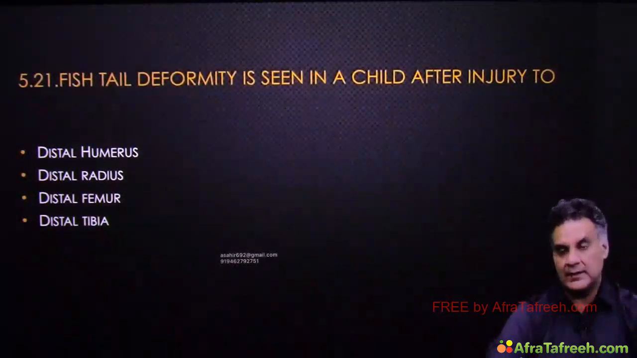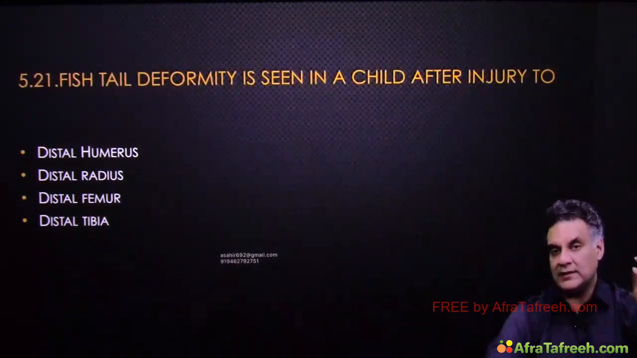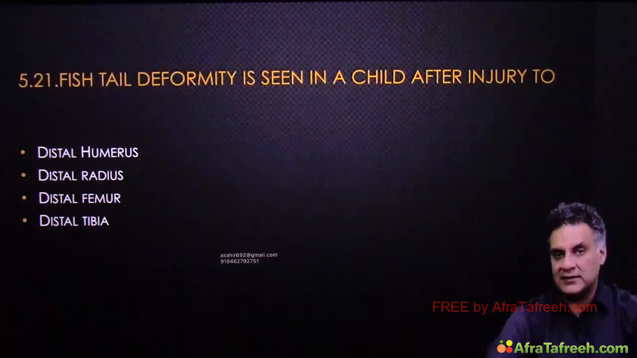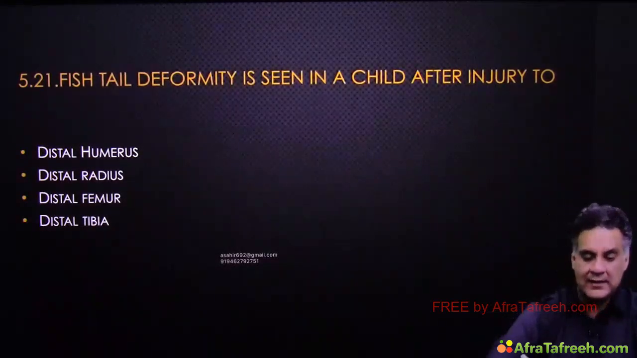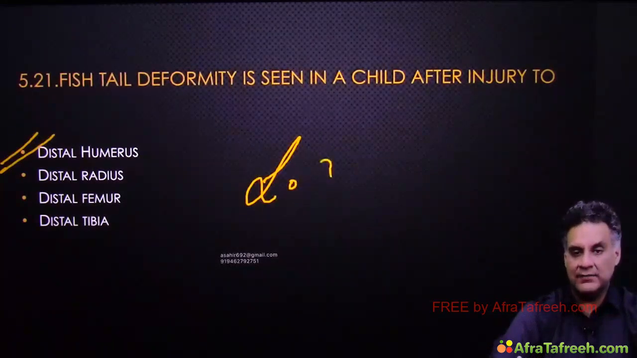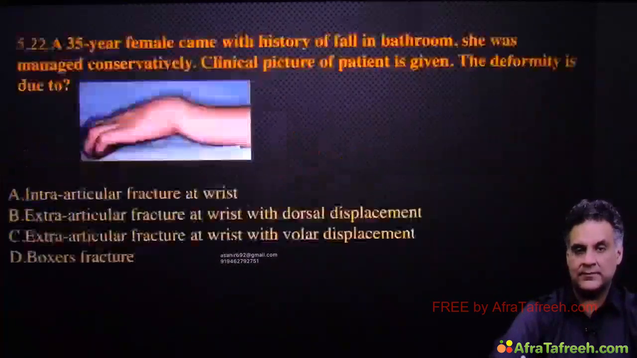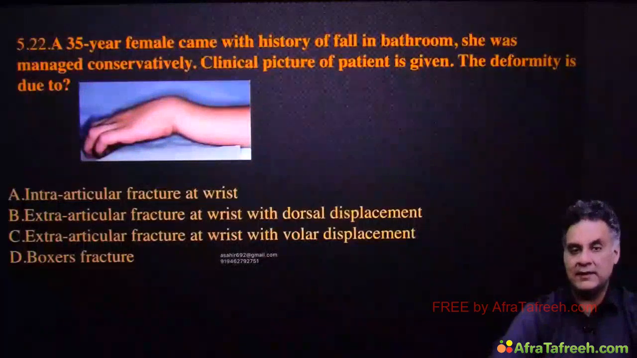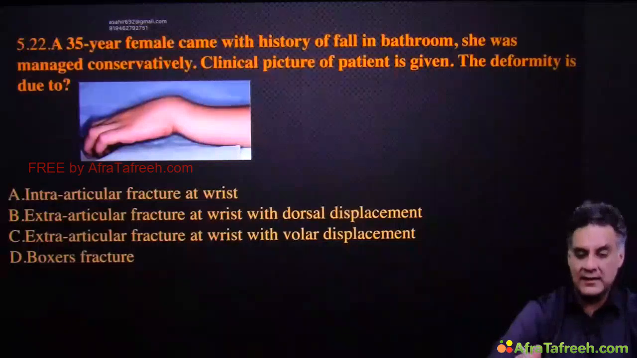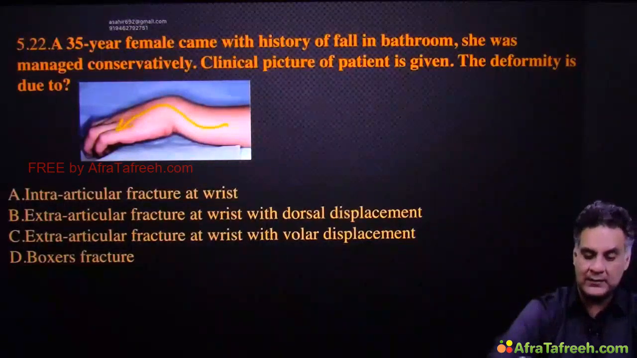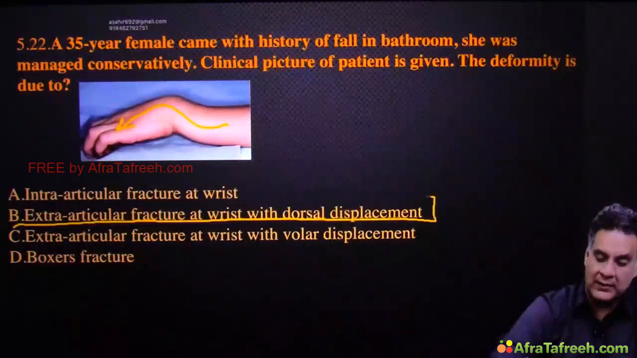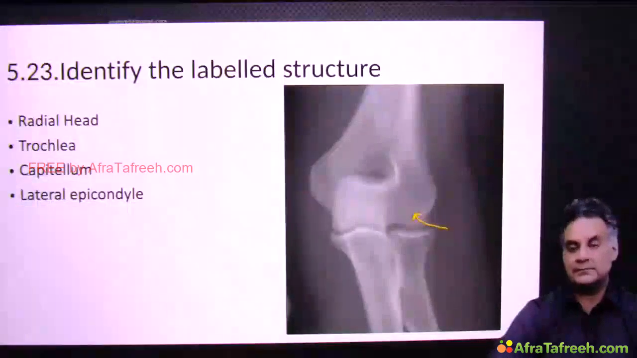Fishtail deformity. This is a modification where the lower end of humerus, because of lateral condyle humerus fracture, loses the vascularity and appears like a fishtail, seen in lateral condyle humerus fractures. A 35-year-old female presents with a history of fall in the bathroom. She was managed conservatively. She has a dinner fork deformity. This is due to extra-articular fracture along with a dorsal or posterior displacement.